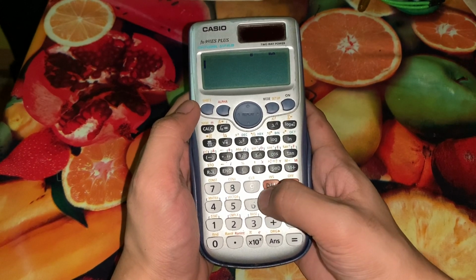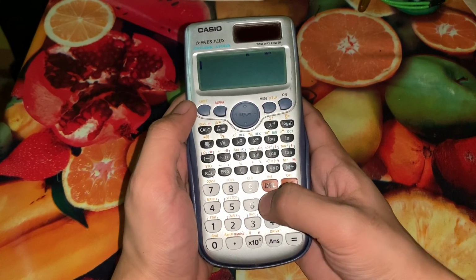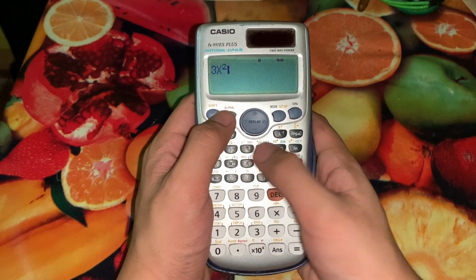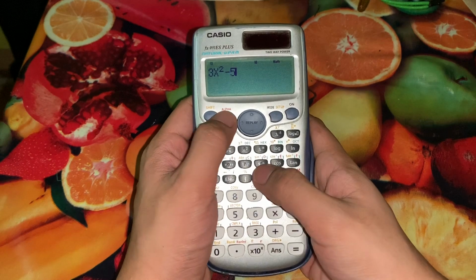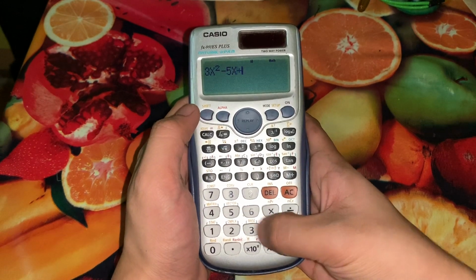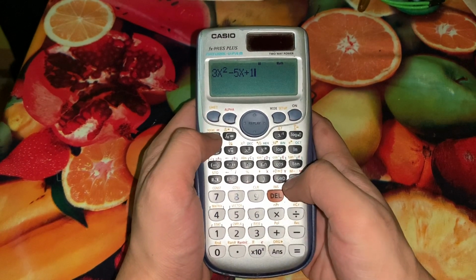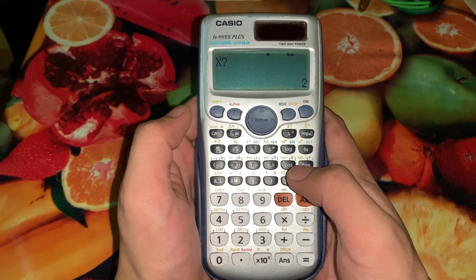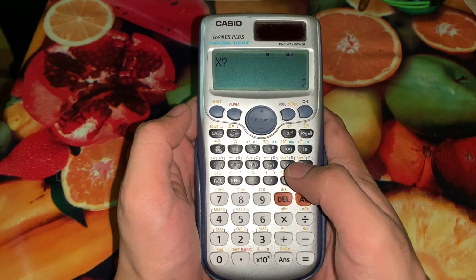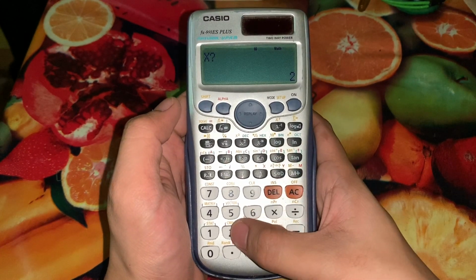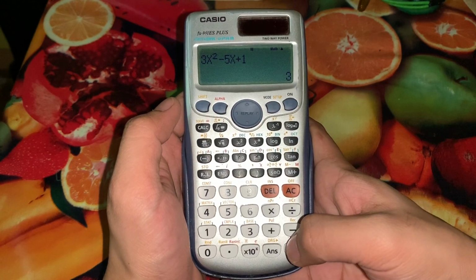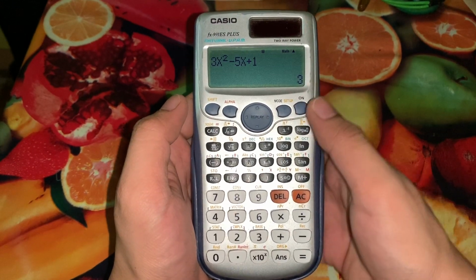So, we have 3x squared minus 5x plus 1, right? So, we have 3 alpha x and then squared minus 5 alpha x plus 1. And then, press calc. Okay? Tapos, i-input nyo kung anong value ng x nyo gustong isolve yung function. So, diba, f of 2 tayo. So, press nyo 2. And then, press equal sign. So, therefore, f of 2 is equal to 3.